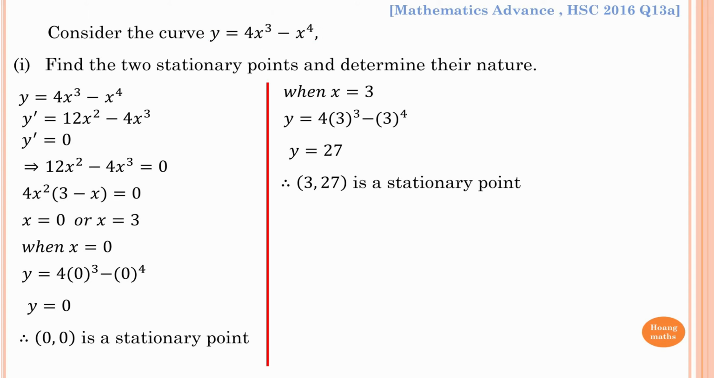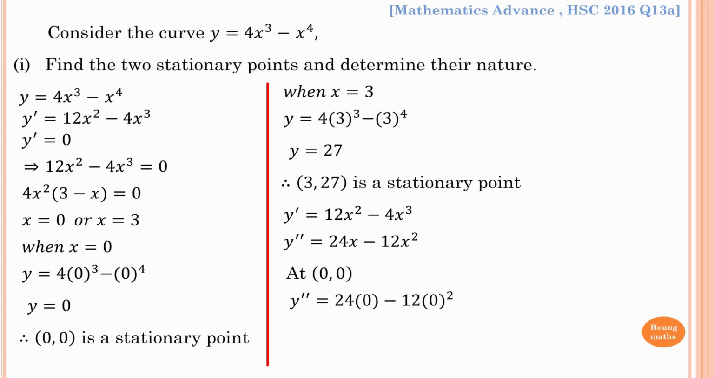Now we need to test it to see whether these points are a maximum, minimum turning point, or point of inflection. So first of all, we know y dash is 12x squared minus 4x^3. So the second derivative gives me this, and at (0, 0), I substitute into the second derivative, and it gives me 0. So therefore, (0, 0) is a possible point of inflection. So we need to do further testing to see whether it is a point of inflection.